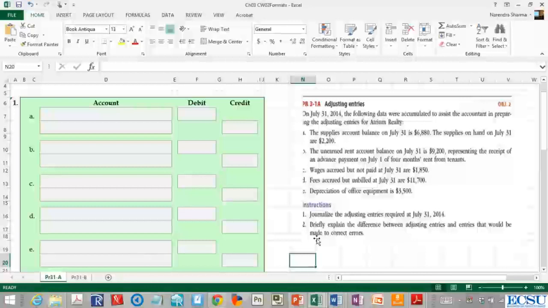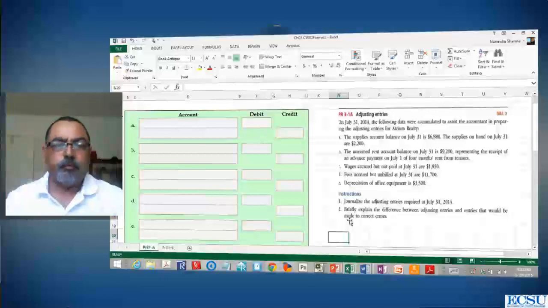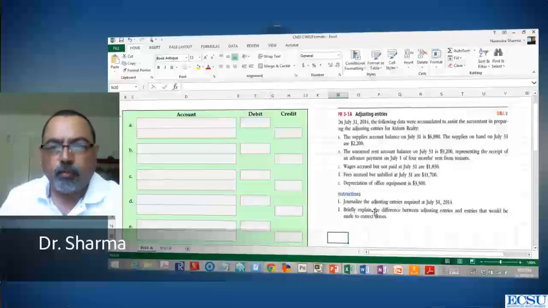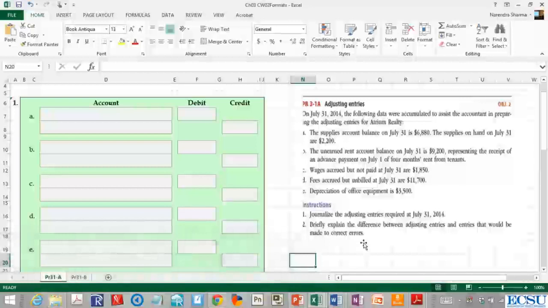Okay, now I'm continuing with chapter 3, the adjusting process, and I'm taking two problems to demonstrate how you do the journal entries for the adjusting process. Now, the first one is problem 3.1a in your book, and the problem reads as follows, as you can see on the right. On July 31st, 2014, the following data were accumulated to assist the accountant in preparing the adjusting entries for Atrium Realty.